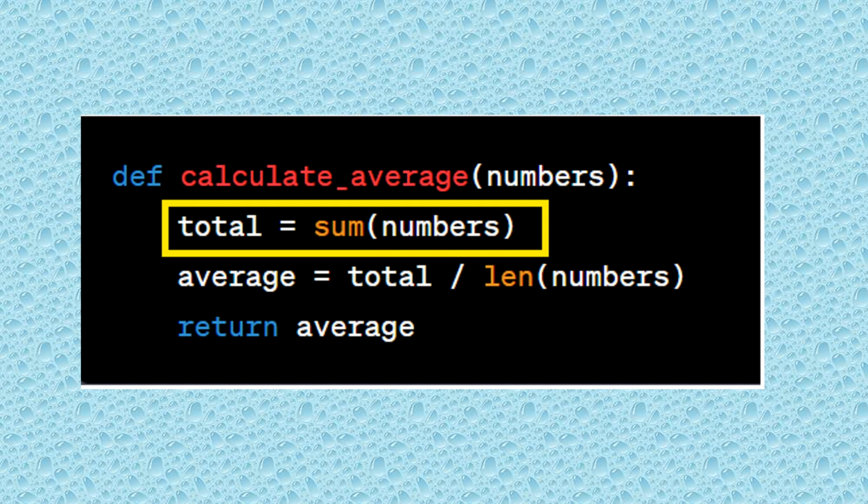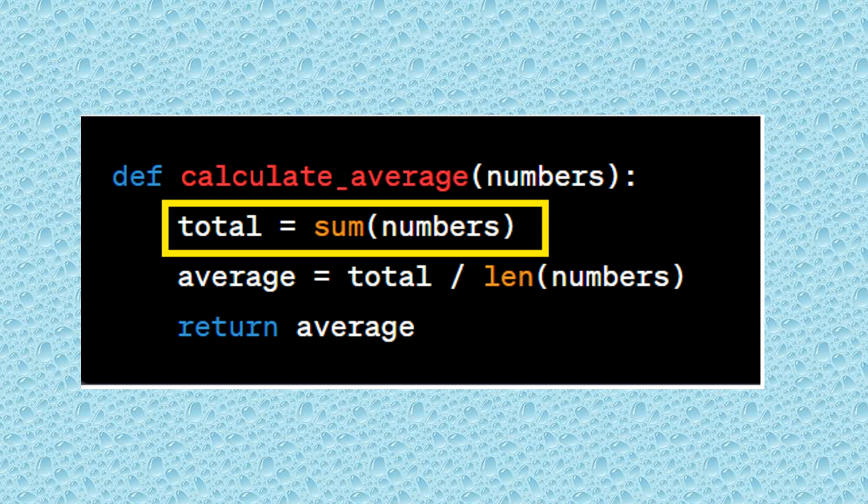Step 2. Inside the function, we create a variable called total and assign it the sum of all the numbers in our list. We achieve this using the built-in sum function. Let's dive deeper into how the sum function works.